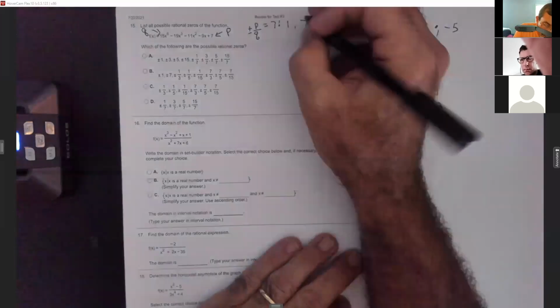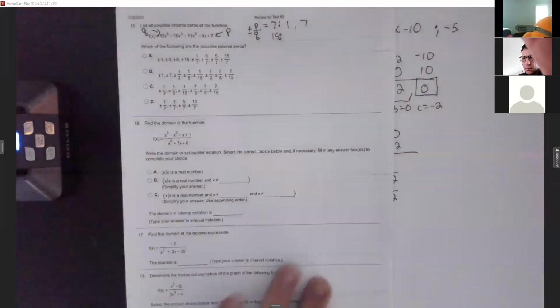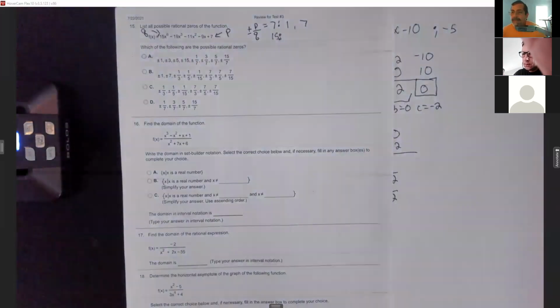Q is equal to the 15, and hang on a second. Get up. All right, had to let the dog out real quick.